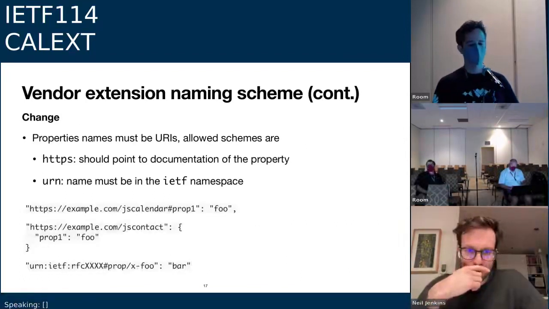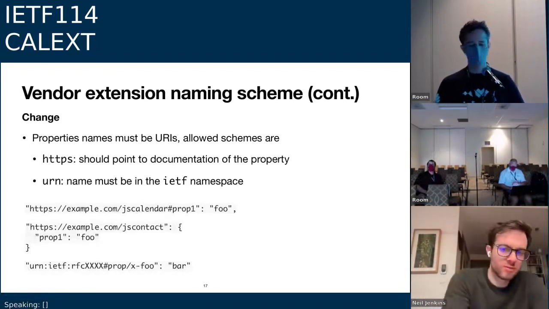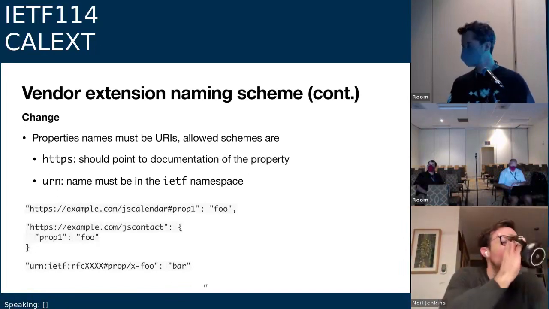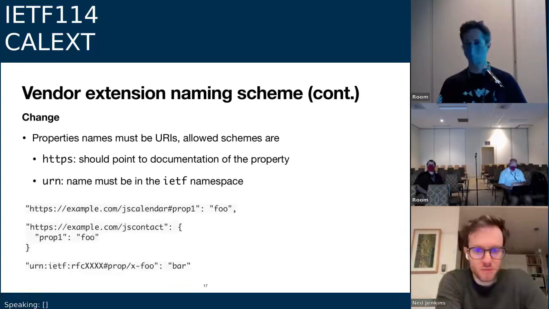We propose to allow any HTTPS URI, which should point to the definition of the property. This any vendor can use for extension. We also allow URIs in the URN namespace if they use the IETF namespace. So basically, for every property, it will be self-documented in which RFC they were defined.